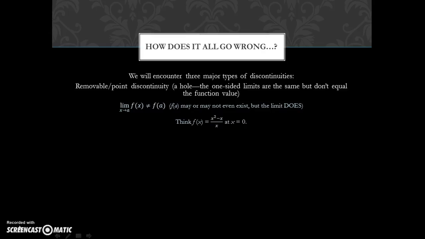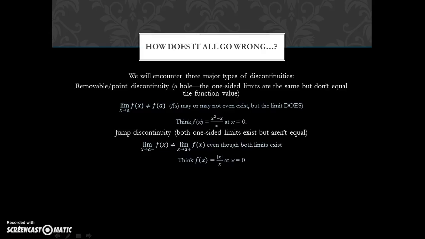A removable or a point discontinuity, also called a hole in pre-calculus. In this case, the one-sided limits are the same but don't equal the function value. In symbolic notation, the limit as x goes to a of f of x does not equal f of a. F of a may or may not even exist. The limit certainly does. So think f of x equals x squared minus x over x at x equals 0.